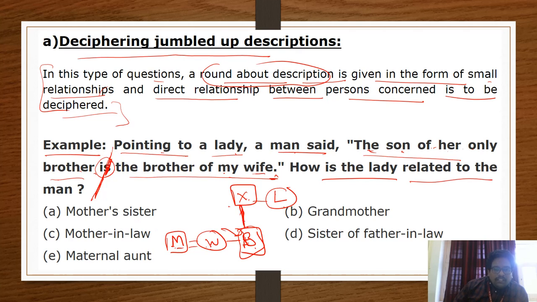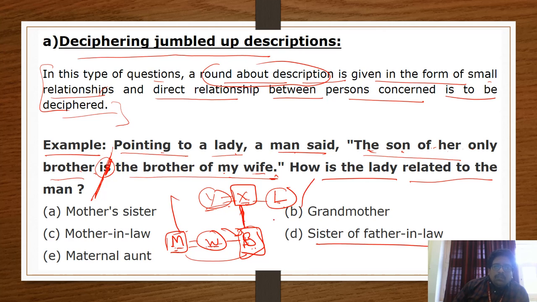So the man is the husband of W. So M and W, what is the relationship? It's brother-in-law. So M and X, what is the relation? X is the father of W. Obviously, X will be the father-in-law of M. L and X, what is the relationship? L is the sister of X. X will have some wife, I don't know whoever it is. The answer is not mother-in-law. It is sister of father-in-law.